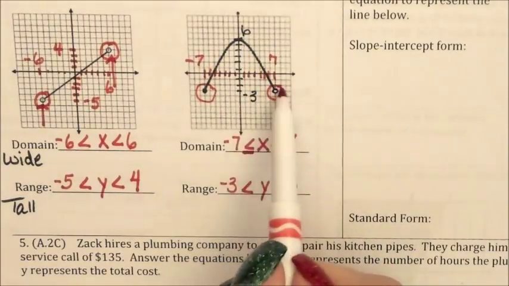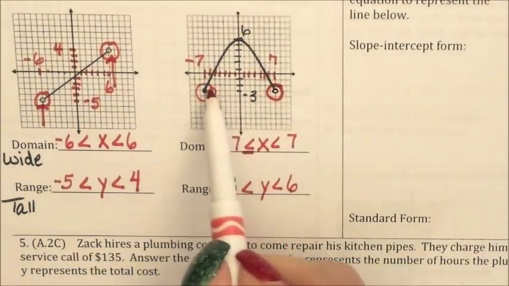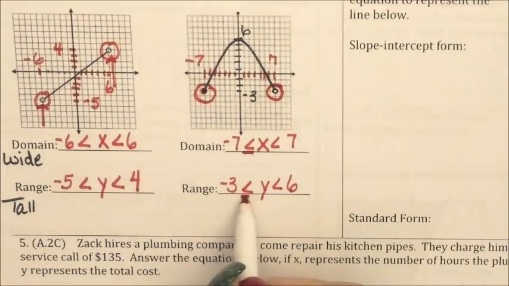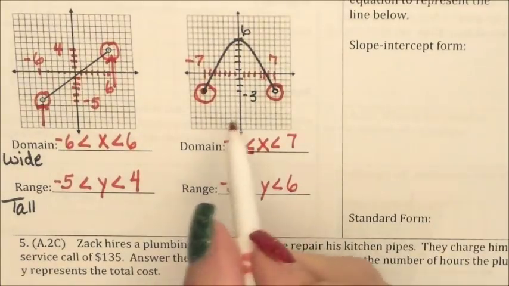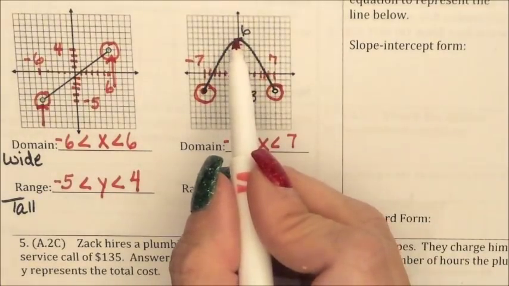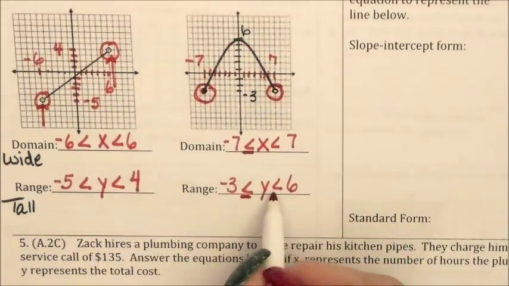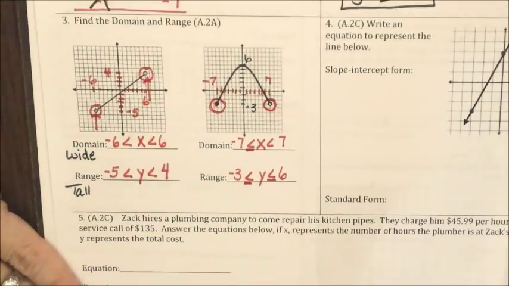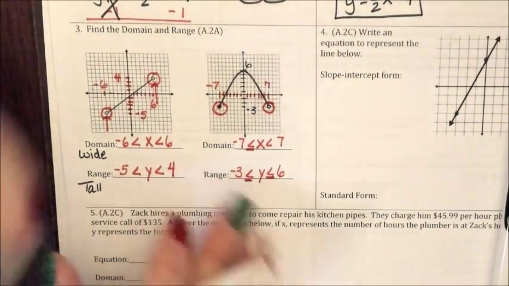Okay, do I actually equal negative 3? And you're like, no, you don't, because it's an open circle. But over here, I do equal negative 3. So I'm going to say that I do equal negative 3. Do I actually go through 6 right here? Yeah, I do. So I actually equal 6 right there. So on my range, I do equal both of them. All right, that was good.